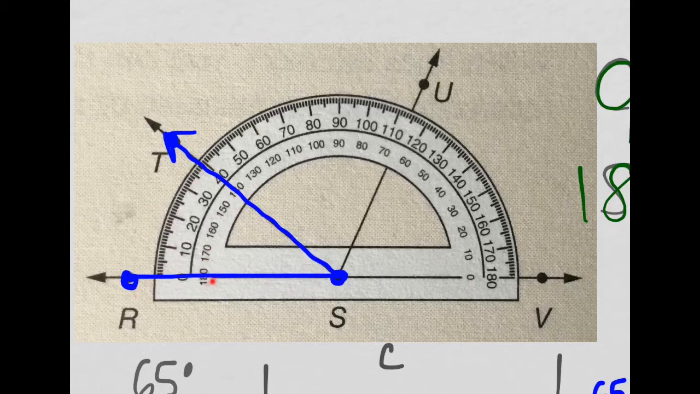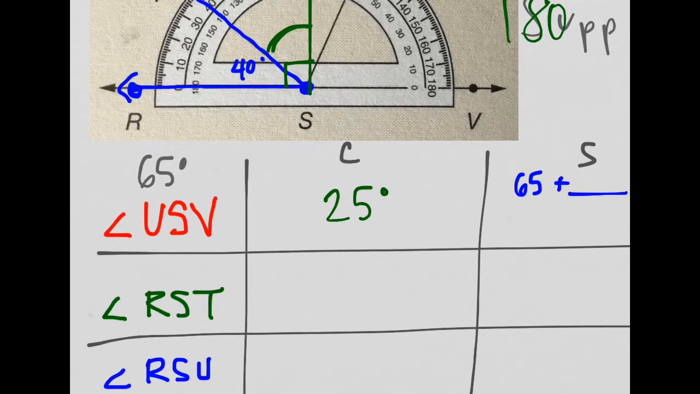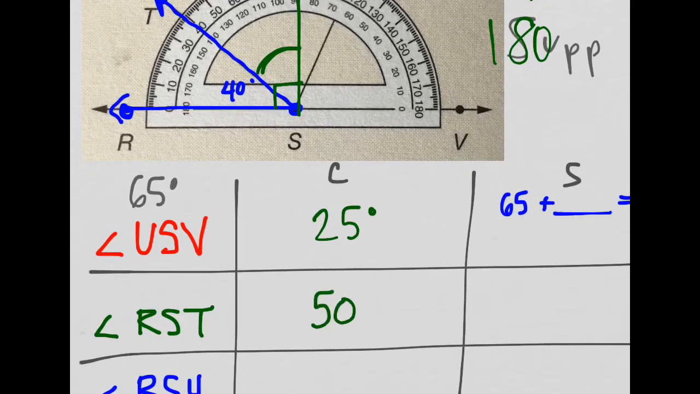Well, here's our horizontal line, and we want to say we are using the one that starts with a 0, which in this case is the outer number line. So 10, 20, 30, 40. This is a 40-degree angle. So for my complement, how much more do I need to get to 90 degrees? Well, 40 plus what gets you to 90? 40 plus 50 gets you to 90 degrees.